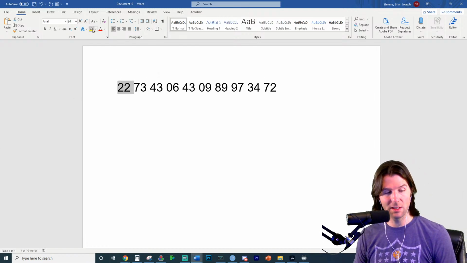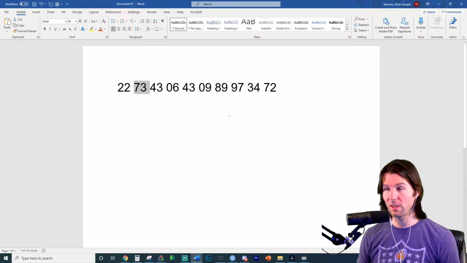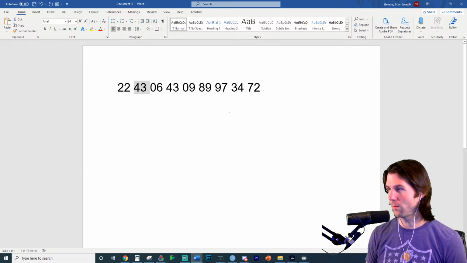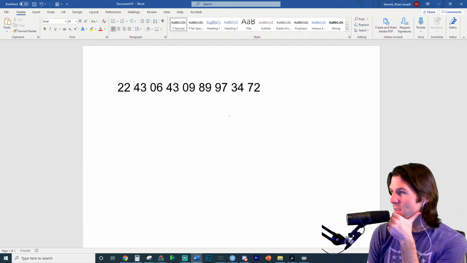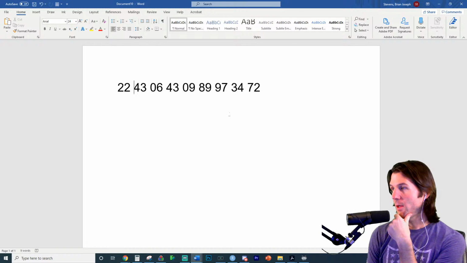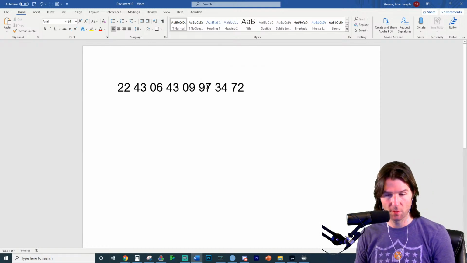Is 22 a state? Yes. Is 73 a state? No. Does anyone see anything else here that's not a state right now? I see 3 more that are not a state. What would not count as a state? 89, you got it. 97, 72, there we go.